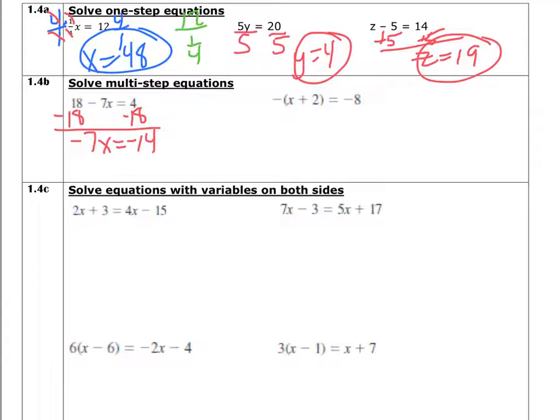Now this is negative 7 times x. To get rid of times, all you're going to do is divide. So divide both sides by negative 7. Negative 14 divided by negative 7 is a positive 2.